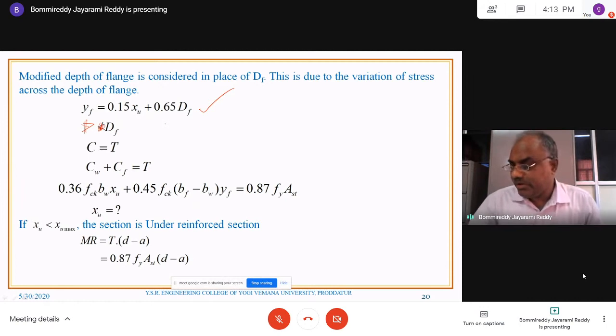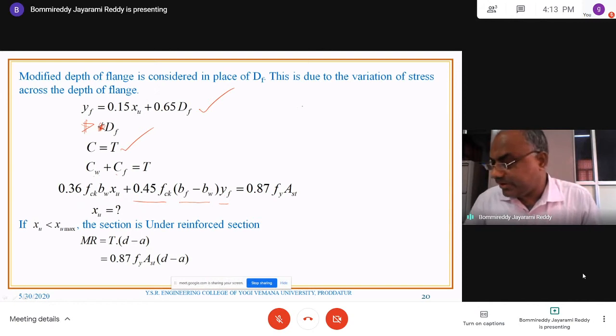So now, in the original way, C is equal to T. How many compressive forces are there? Compressive force of web, compressive force of flange, equal to T. What is CW? CW means compressive resistance of concrete only: 0.36 FCK BW XU. Here earlier we were using B, now it is BW, meaning web. CF means what is the stress in the flange? 0.45 FCK. What is the area? (BF minus BW) into YF.